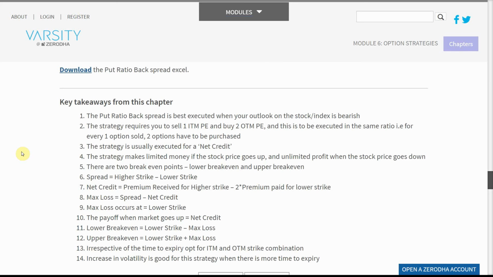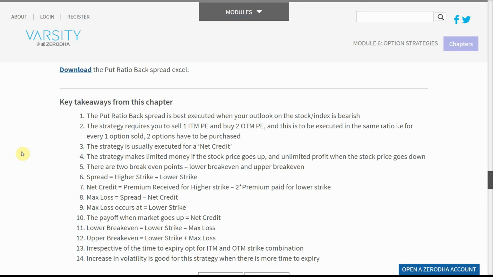Key takeaways from this chapter. The put ratio back spread is best executed when your outlook on the stock index is bearish. The strategy requires you to sell 1 ATM PE and buy 2 OTM PE. And this is to be executed in the same ratio, i.e. for every 1 option sold, 2 options have to be purchased. The strategy is usually executed for a net credit. The strategy makes limited money if the stock price goes up, and unlimited profit when the stock price goes down.